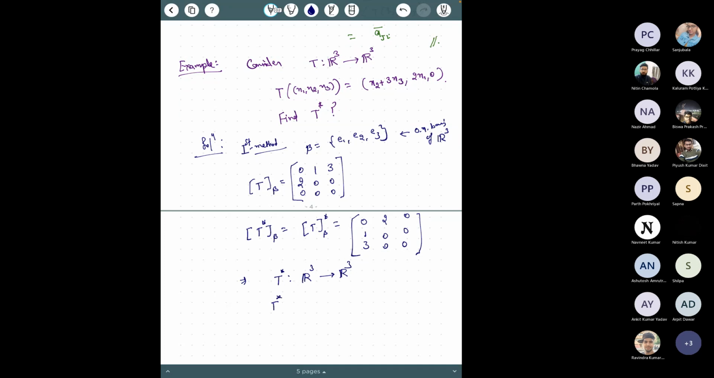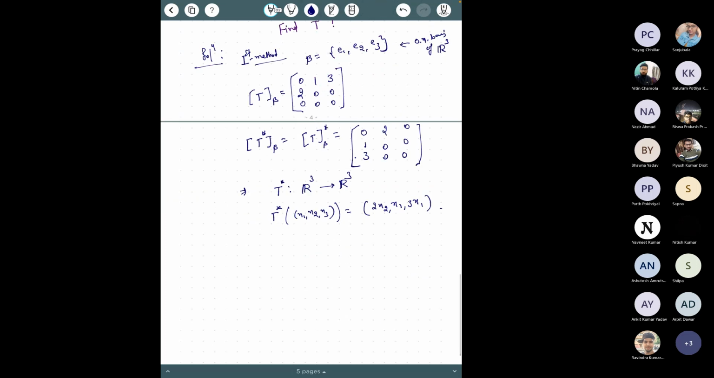So if you take any triplet here, x1, x2, x3, then you send it to this one. What is it? 2x2. Then x1, comma 3x1. Okay, so now you can see that it's very easy to find T star, at least for such an example. The second method is that there is another way to find this. In some cases, this is also useful.